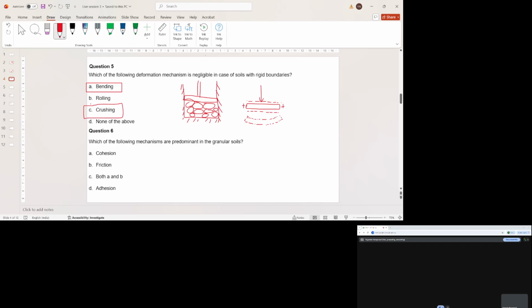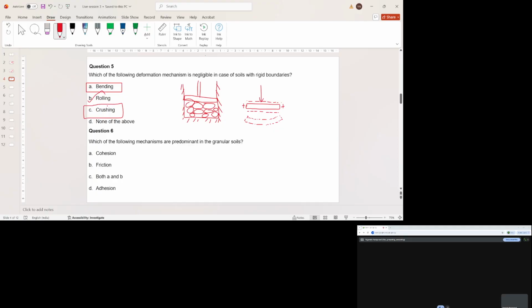Coming to rolling, in case of rigid boundaries it causes some initial deformation, but it becomes predominant in flexible boundaries, where particles can roll over one another to accommodate the increase in the boundaries. So in case of rigid boundaries, the negligible deformation mechanism is rolling. So this option is the right one.